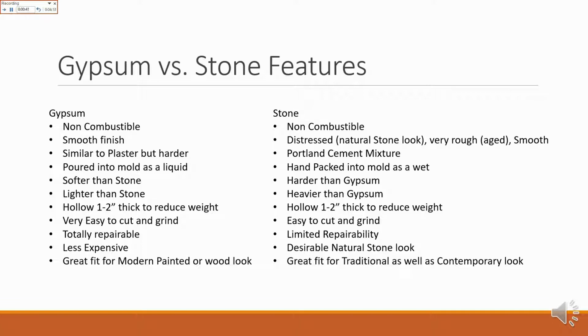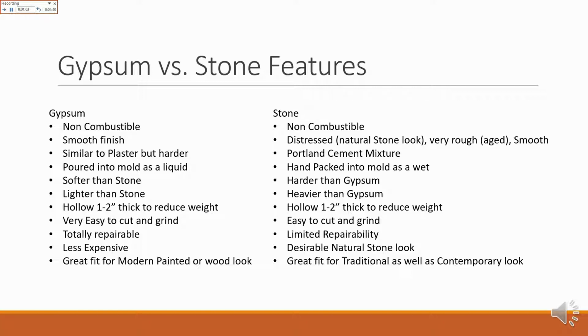It's the component of concrete that causes it to harden. The stone is a Portland cement mixture. Both of them are reinforced with fiberglass, which helps them further to maintain their integrity in the event of a fire. They're not only non-combustible, they literally won't burn if you put them right into a fire.